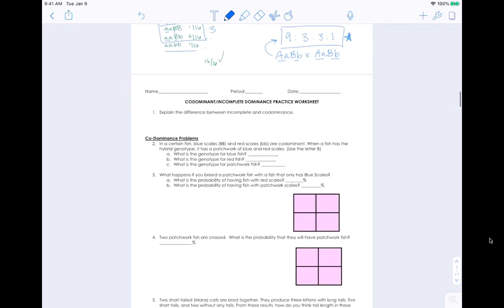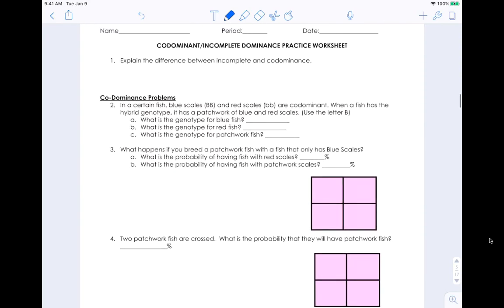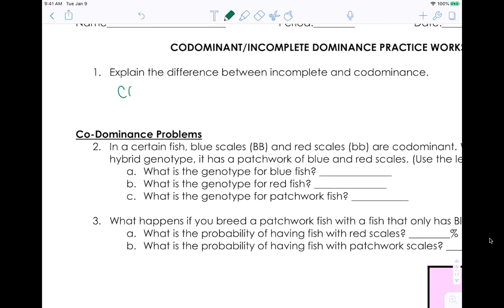So we're going to talk about codominance and incomplete dominance. So I like to just explain that codominance equals both show. So whatever the parents are, in the offspring you're going to see both traits. Okay, and then for incomplete, I like to think in between. It's like a mix or a blend. Okay, you can't see either of the parents, but the offspring are a combination.